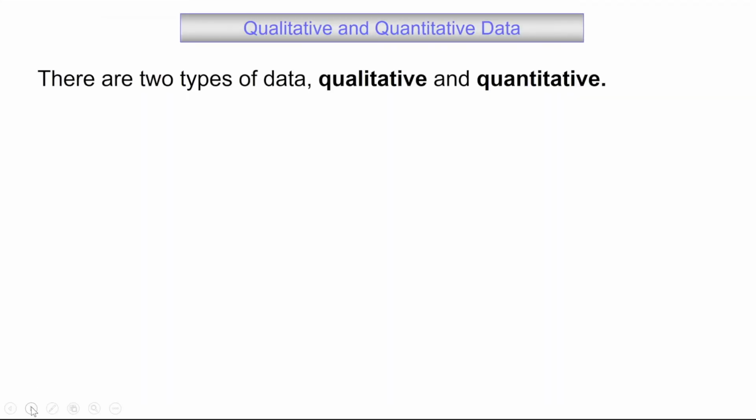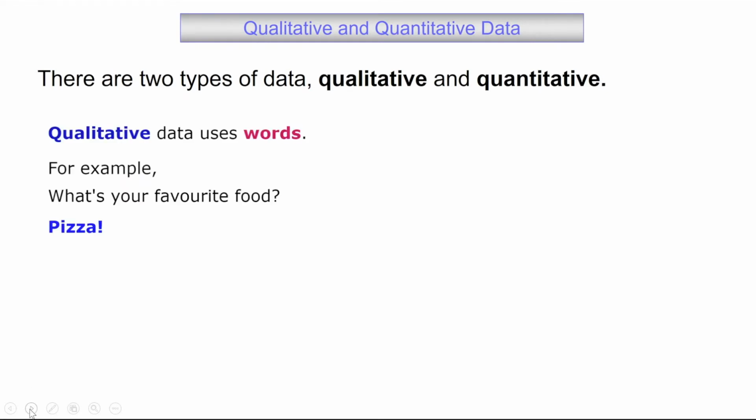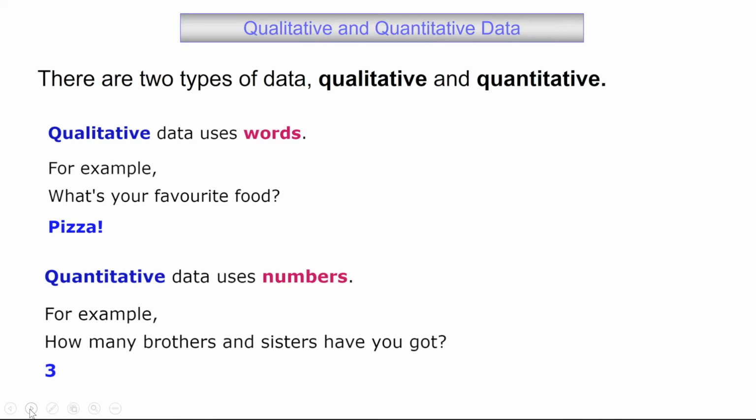So let's have a look at the difference between qualitative and quantitative data. So qualitative data uses words. So if you had a questionnaire that was asking people what their favourite food was, they'd give a word as an answer, such as pizza. Quantitative data uses numbers. So any question that would require the answer to be a number. So for example here, how many brothers and sisters have you got? The answer would be 3. That's a number. So that is quantitative data. So qualitative data is words, quantitative data uses numbers.